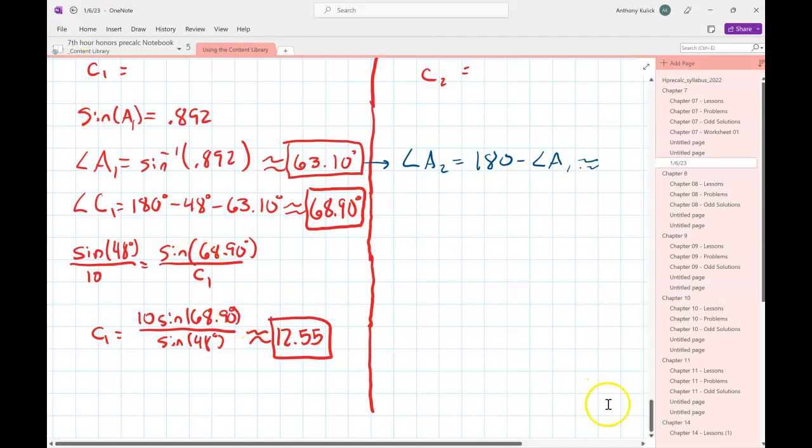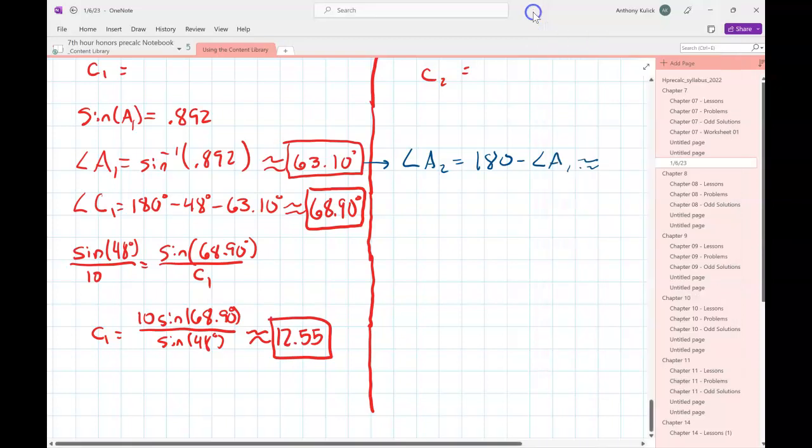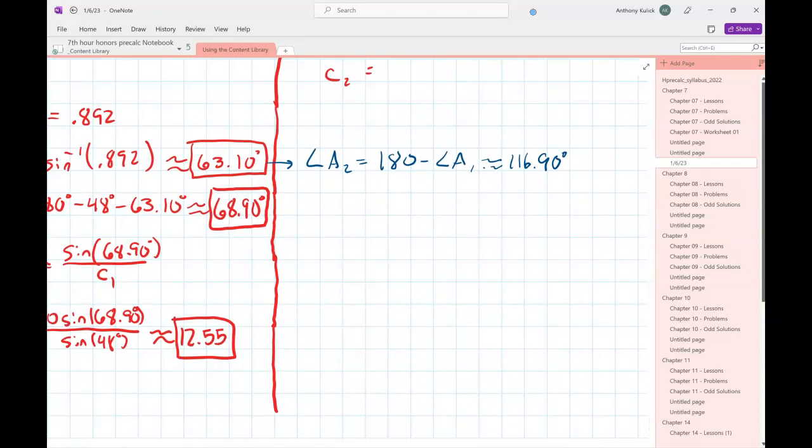So I'll just do 180 minus that answer. So 116.90 or thereabouts. Everybody's good there? That was nice, right? That's even easier than it was on triangle 1 because I didn't have to use the law of sines. Just had to remember that it was a supplement of the other answer.